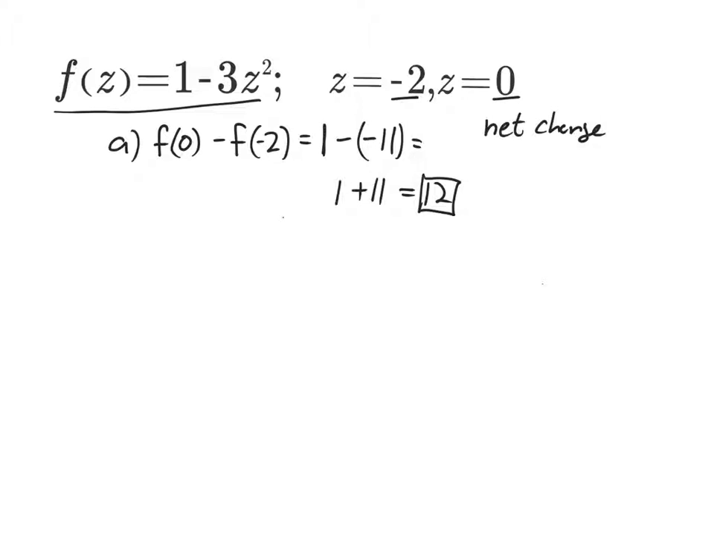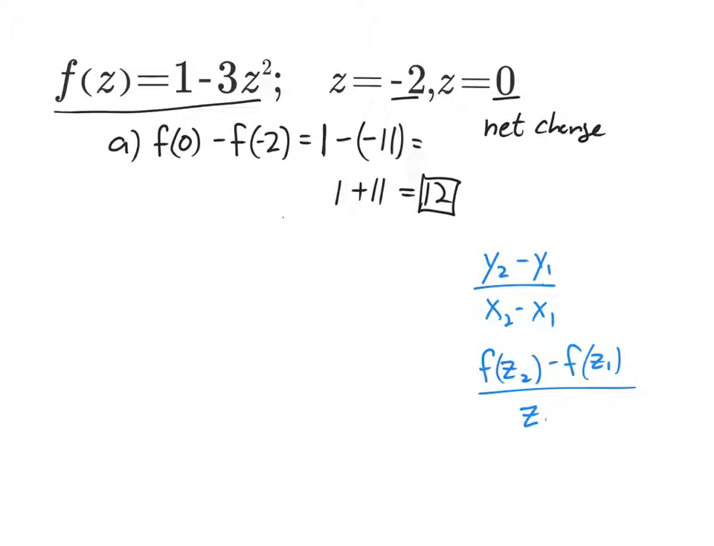Next, it asks us to find the average rate of change. Well, we know that the average rate of change is pretty much the slope. And the slope is going to be y2 minus y1 over x2 minus x1. Or in this case, y is now going to be f of z2 minus f of z1 all over, now my inputs are z, not x.